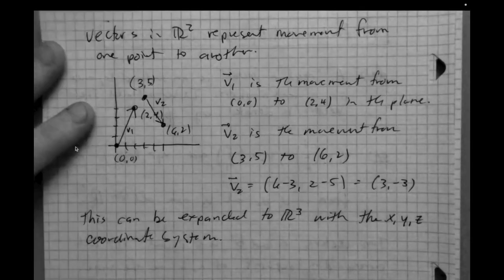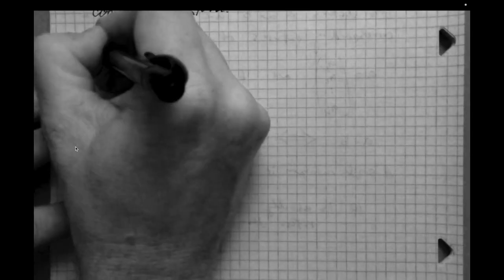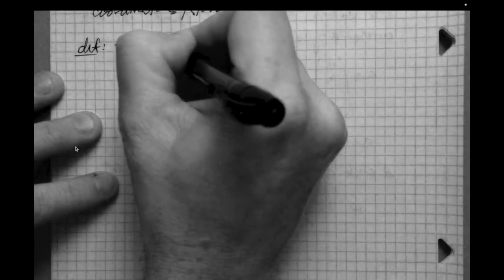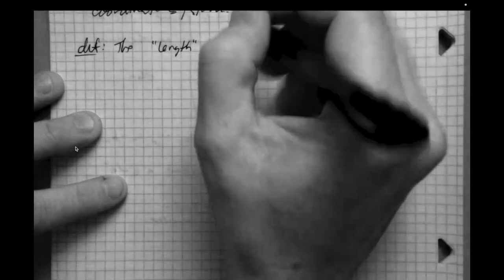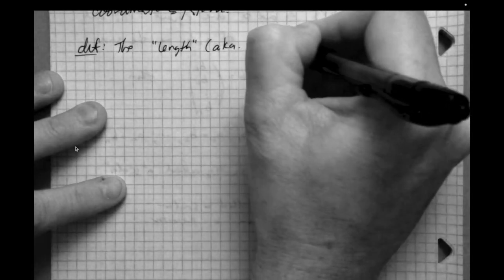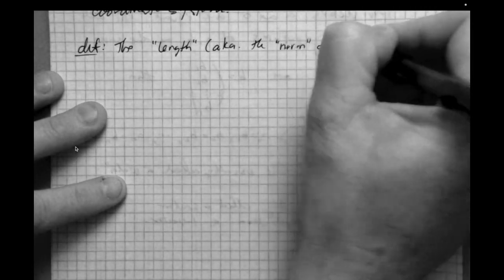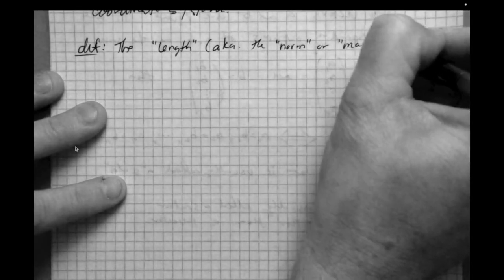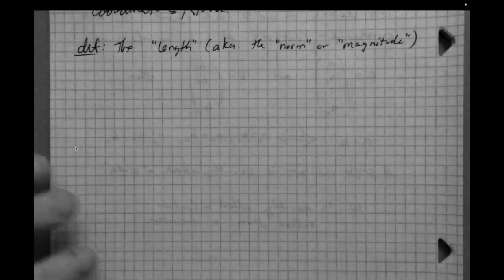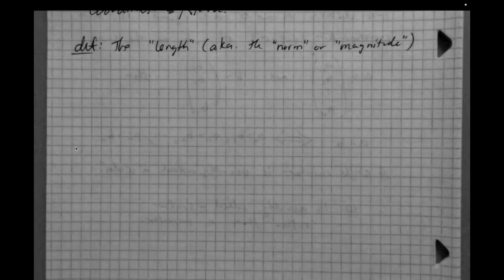Let's talk about the length of a vector. What do we mean by the length of a vector? So the length, also known as the norm or the magnitude, depending on the application or the context. I think norm is probably the most typical way we refer to this, but length is certainly probably the most straightforward way to say it.